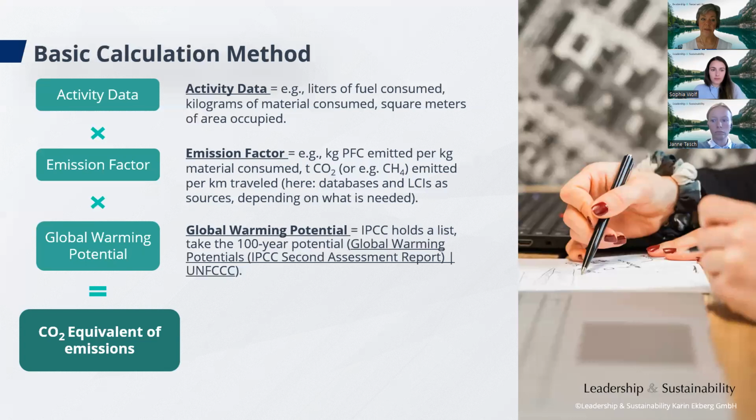And of course, the challenge may be to find the activity data, as I already mentioned. The challenge may also be to find the right and correct emission factors. It's not always so easy to decide which emission factor you should be using. There are lots of different sources around. You need to be able to analyze these sources and apply the correct emission factors for your case. And the global warming potential is not so difficult. These are all listed, for example, in the IPCC reports.